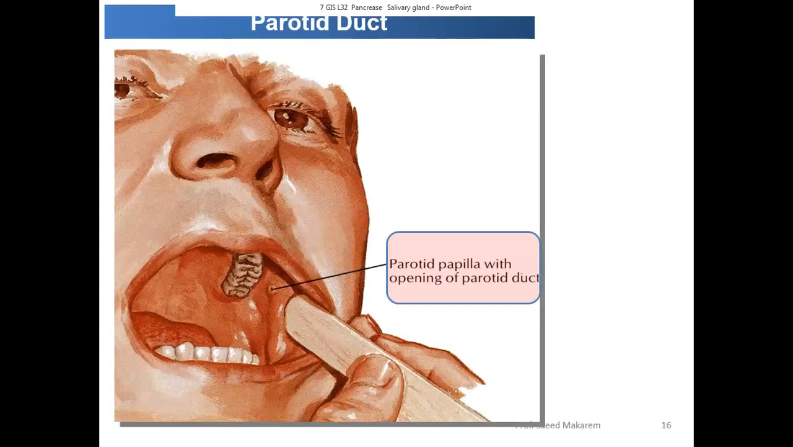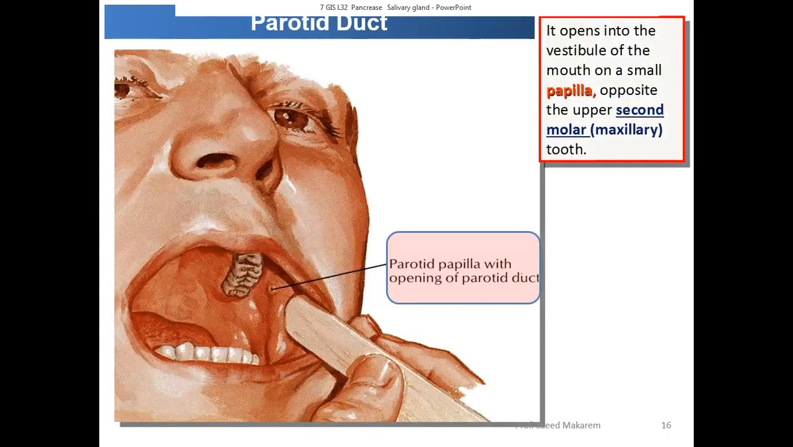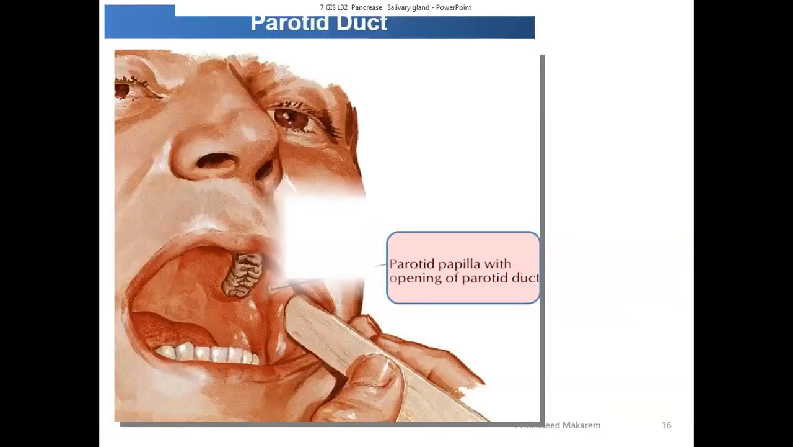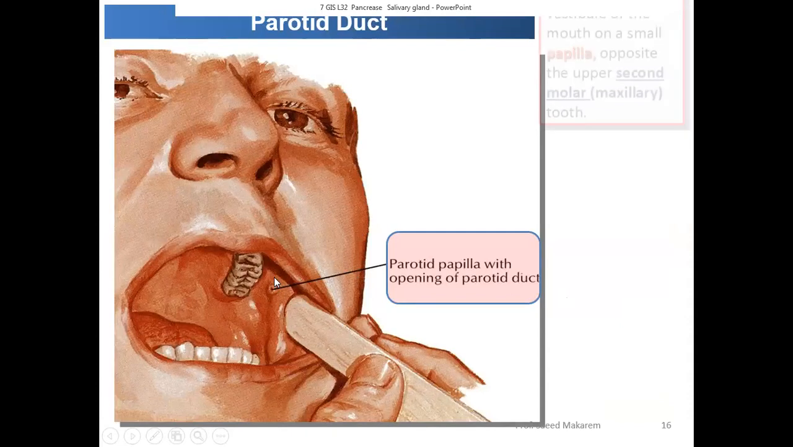Now, opening of this parotid gland. Parotid gland has a duct as we saw before. Okay, so if you see here, this is the parotid duct coming from the gland from the anterior margin and opening into the oral cavity. This is the site where it opens, through a papilla called the parotid papilla, with the opening of the parotid duct.